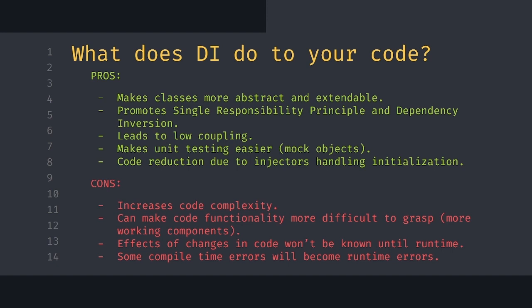What are the cons here? It's going to make code more complex and also more difficult to grasp. This is because there's more modular components going on, instead of one or two classes. And also the effects of changes in your code won't be known until runtime. That's because it's only until runtime that the injectors are going to put all the code together and create the car object and return it. And then this might also, in turn, see some errors that would have been picked up at compile time not be picked up until you actually run your code.